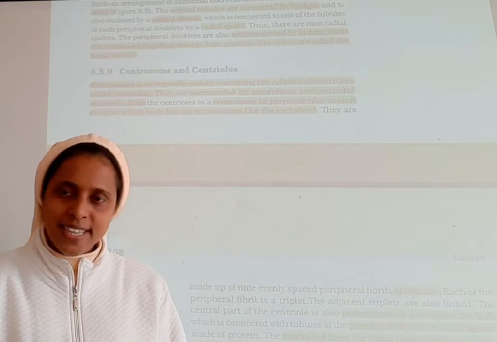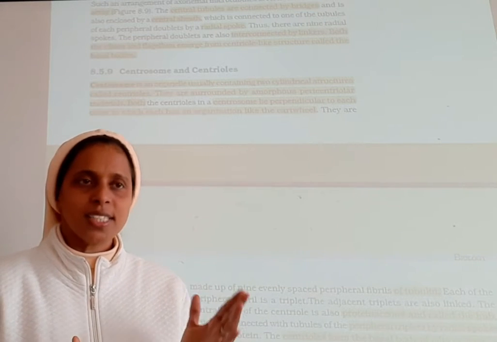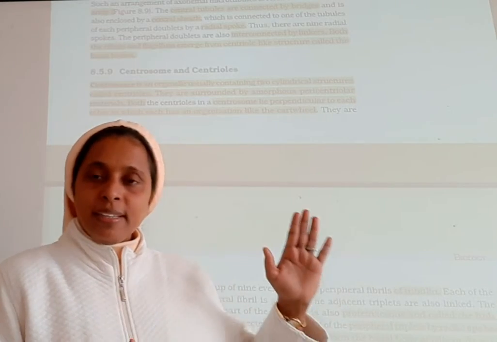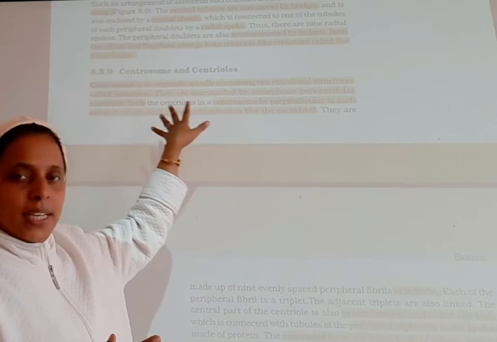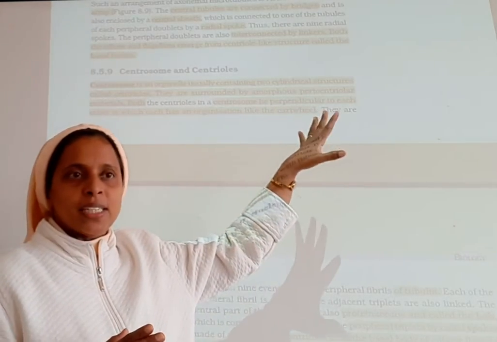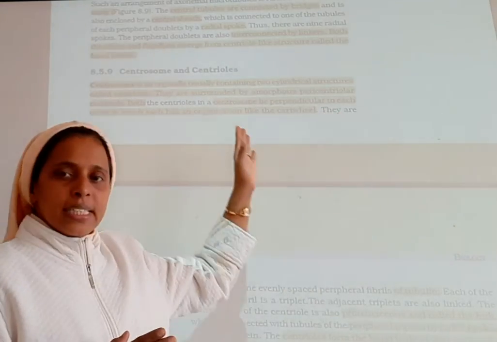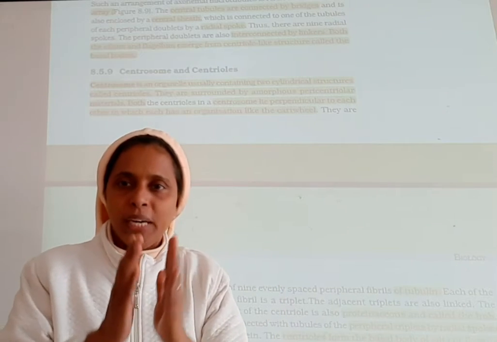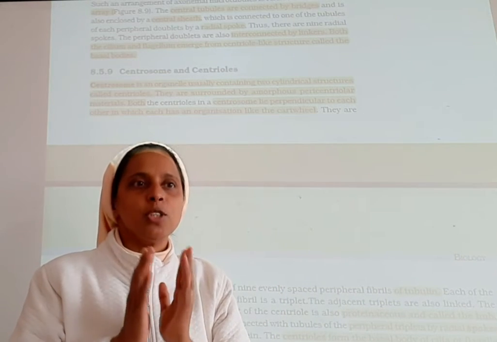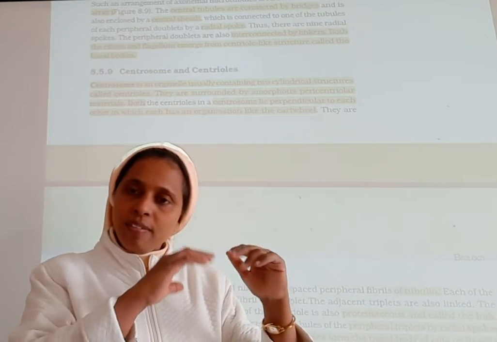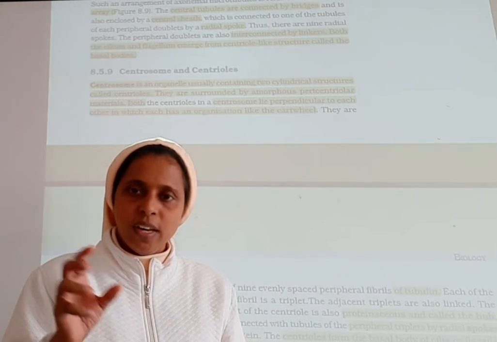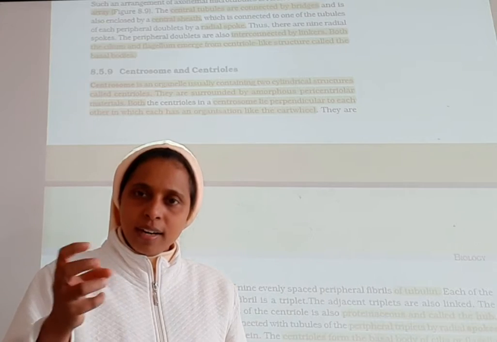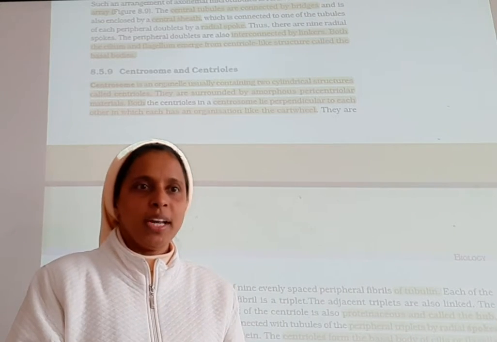What is it called? It is called centrioles. Two cylindrical structures called centrioles. We know they are surrounded by amorphous pericentriolar material. Amorphous means without a definite shape. The centrioles lie perpendicular to each other. And how are they organized? They are organized like a cartwheel, as we have seen in the bullock cart.